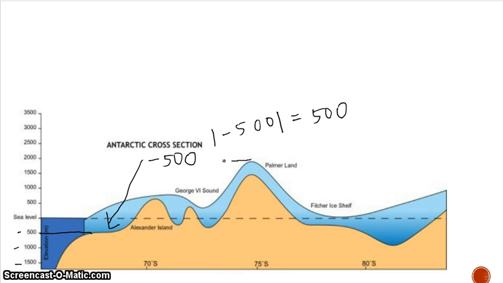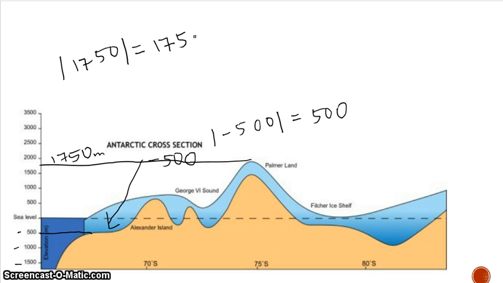So the height of this mountain, I don't know, let's say 1,750 meters. So this is positive because it's above sea level. And if I want the absolute value of this, again, absolute value is always positive because it's distance. So it will just simply be 1,750 meters.